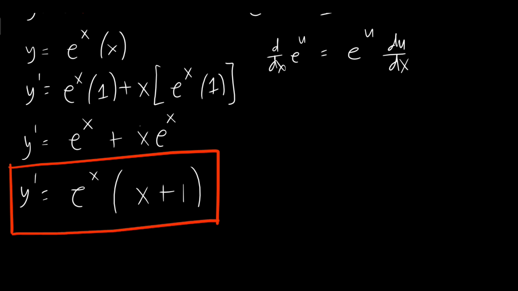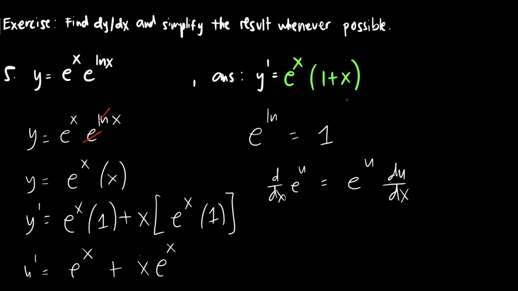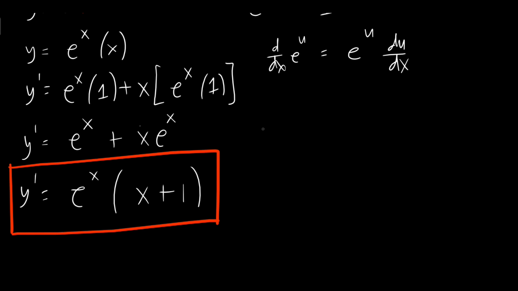So let's check if our answer is correct. e raised to x times 1 plus x, it is also 1 plus x, so we'll just interchange so that we are in the standard form. So e raised to x times 1 plus x, this will be now our final answer.